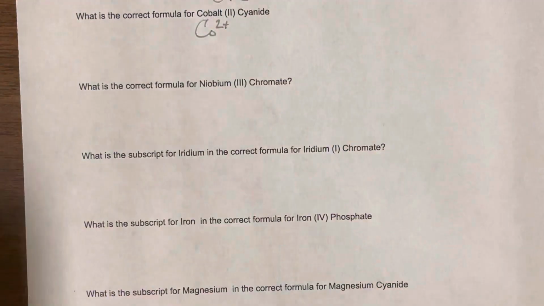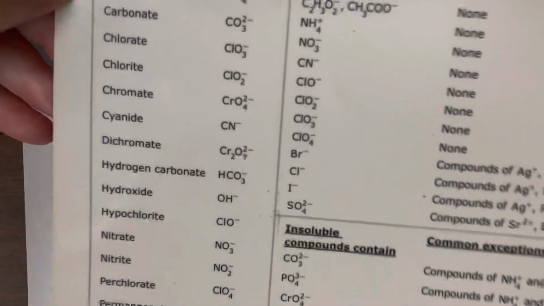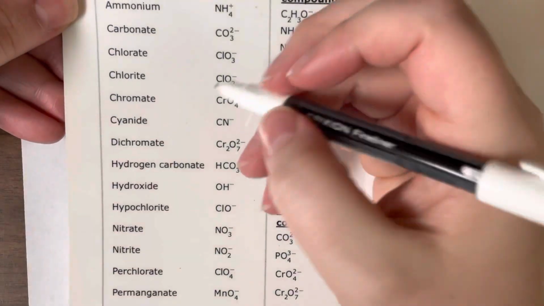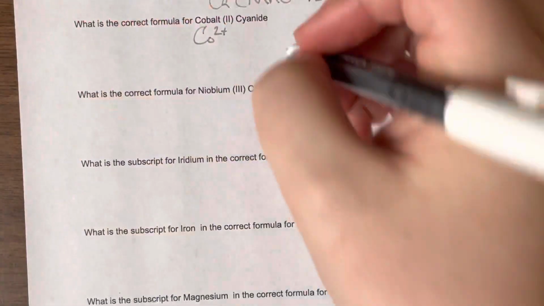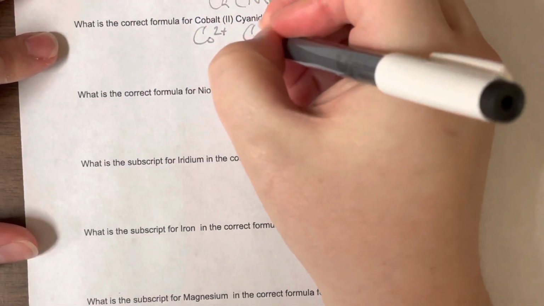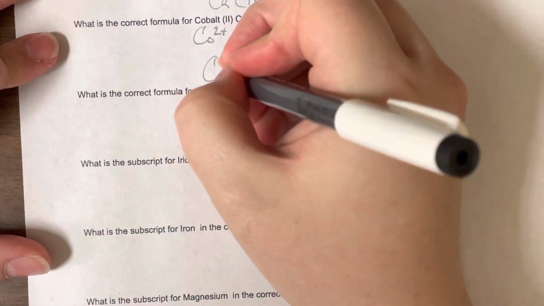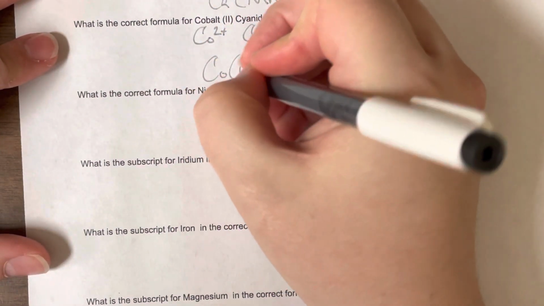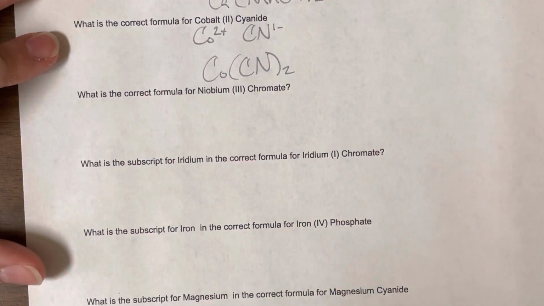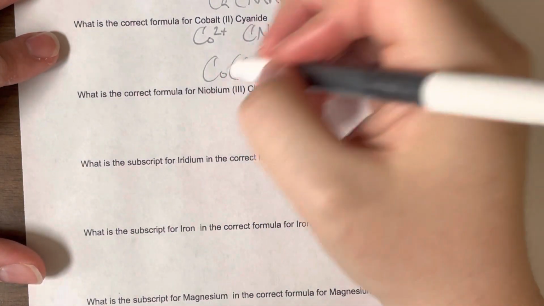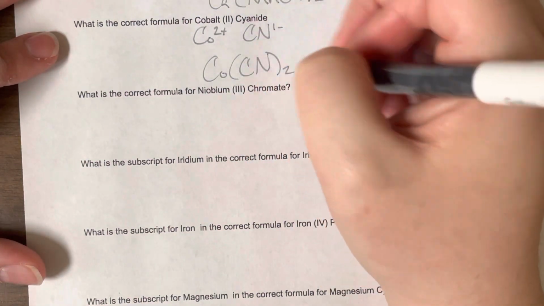And then cyanide is going to be a polyatomic ion, and I can find it on the inside of my periodic table. When I find it, I see that it is CN with a charge of -1. When I crisscross charges for subscripts, I'm going to notice that I'm going to have multiple cyanides, so I need to protect it within parentheses, and I am only going to have 1 cobalt, so my formula will be Co(CN)2.